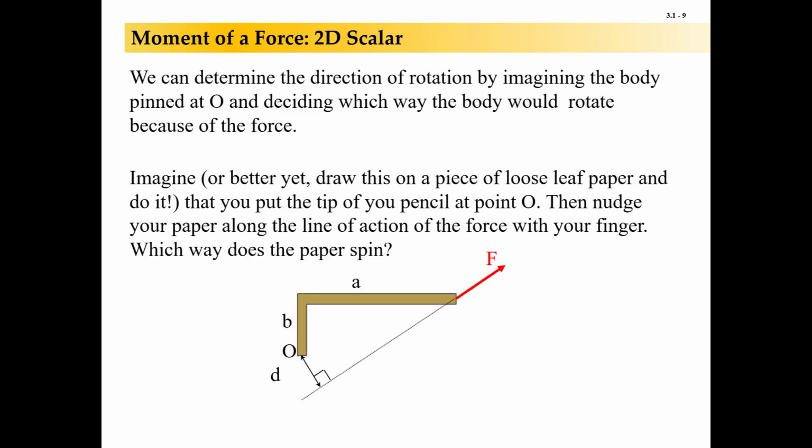Okay, so we can determine the direction of rotation by imagining the body pinned at O and deciding which way the body would rotate because of the force. The way I like to do it is draw it on a piece of paper, and when I say paper, not notebook paper, but a loose leaf piece of paper so you can actually move it. Put your pencil tip at O and then push. Just give it a little nudge along the line of action in the direction of the force. The direction that it spins would be the direction of the moment as well.